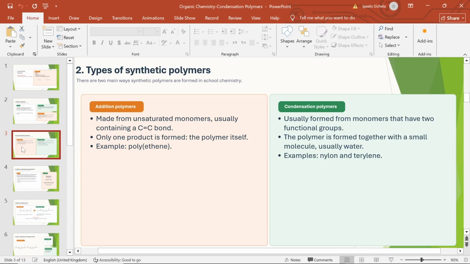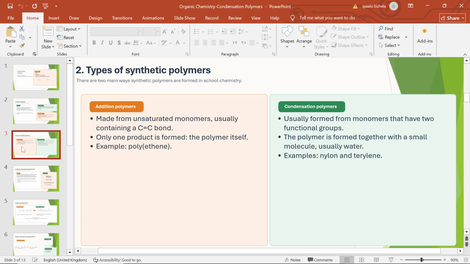I'll just talk about addition polymers a little bit. Addition polymers are polymers formed from smaller identical unsaturated monomers. By identical, I mean the same type of monomer. For example, polyethylene is made by combining ethene plus ethene plus ethene and so on to get polyethylene. So you use the same type of monomer.